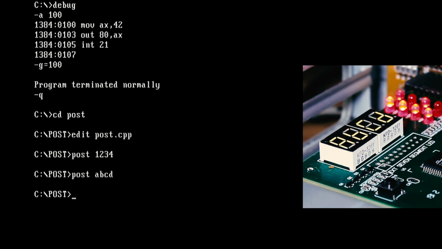So I hope you have enjoyed this little dive into the postcard for diagnosing older PC motherboards.